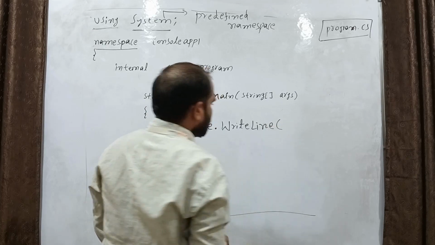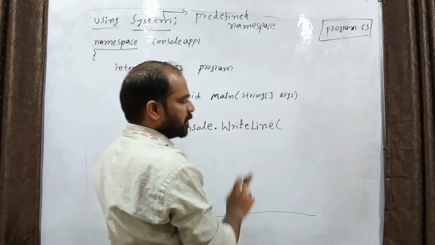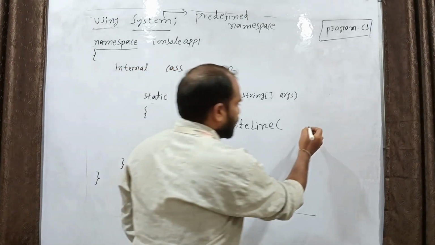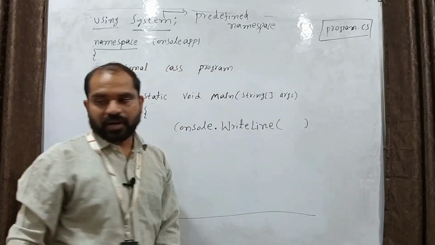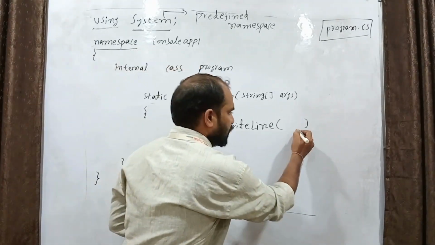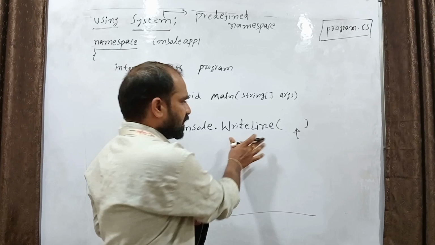So this is the method. W should be capital, L should be capital, because C# is a case sensitive programming language. What is the use of the writeLine method? The writeLine method will write the data which you pass into the method. So writeLine is a method.